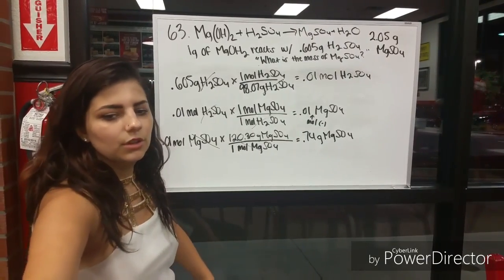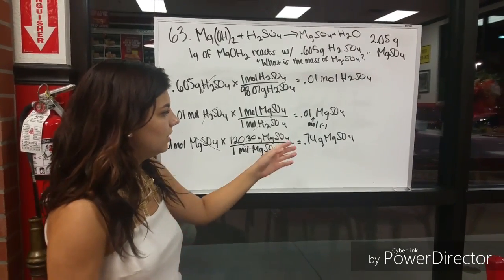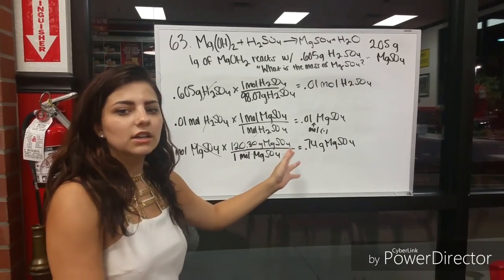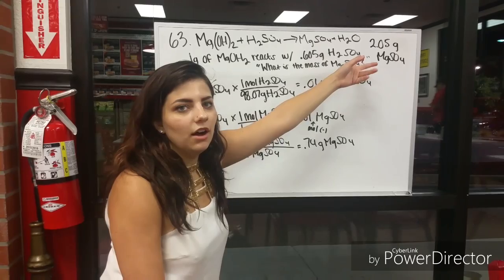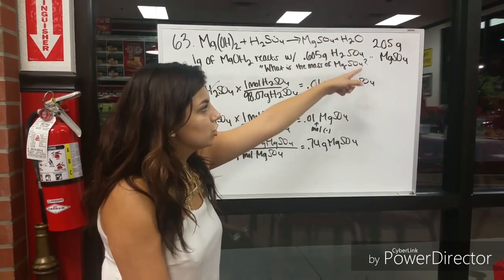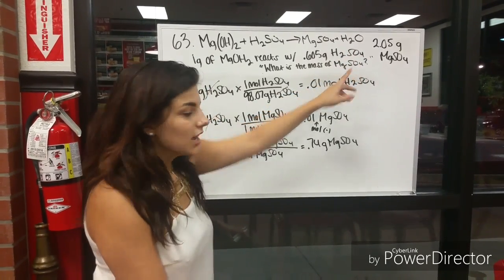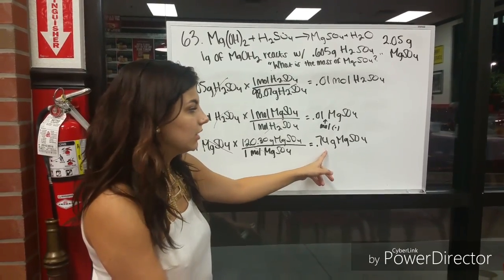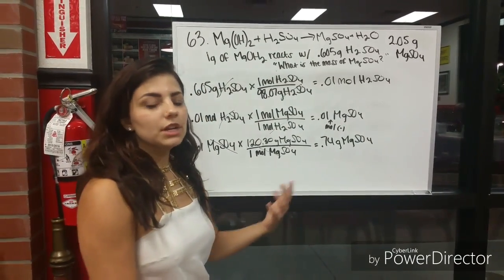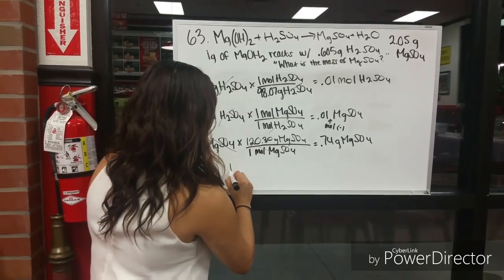So we know that 0.74 is smaller than the number that we got in the first part of the equation, which is 2.05 grams. And so since this number is smaller, this is going to be our limiting reagent. So we know that our limiting reagent is going to be H2SO4.